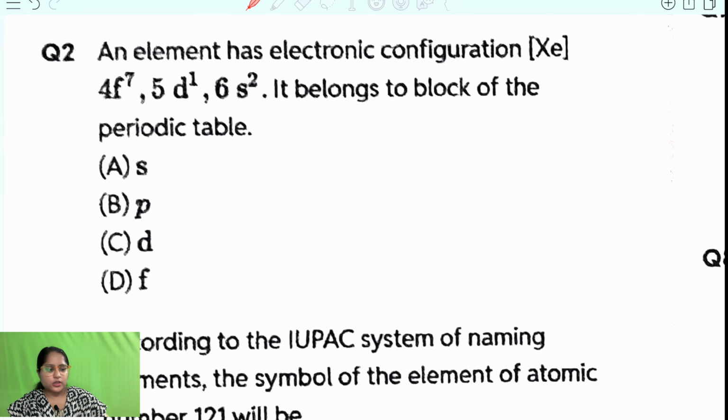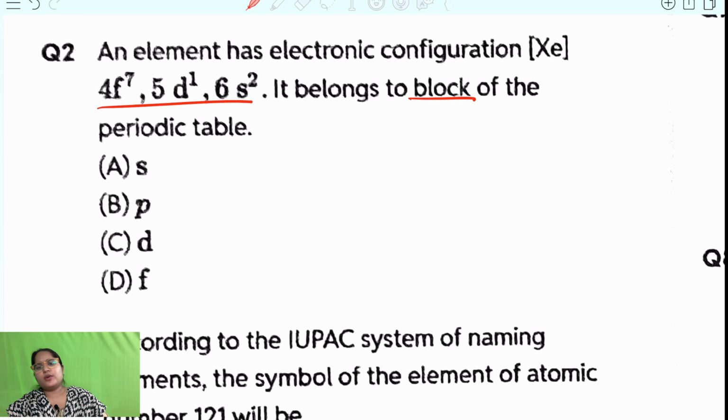Okay, so let us see question number 2. An element has electronic configuration xenon 4f7, 5d1, 6s2. It belongs to which block? We have two methods to solve this question. The first method is you arrange these in the energy order and see where the last electron is entering, which is the last subshell where electrons are going, and that will represent our block.